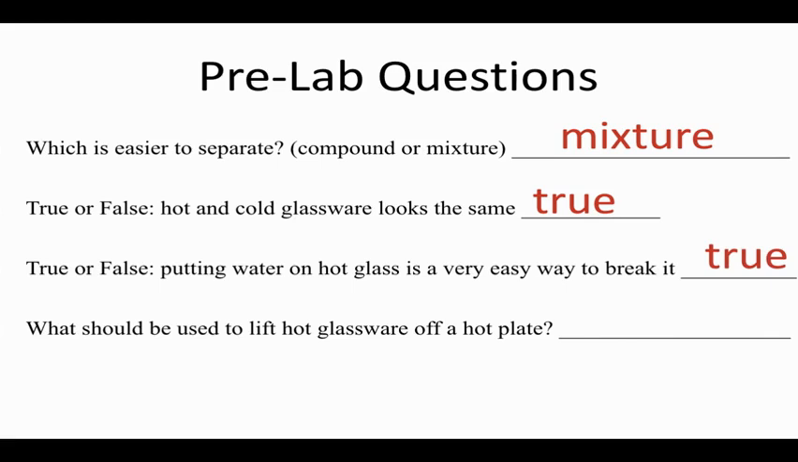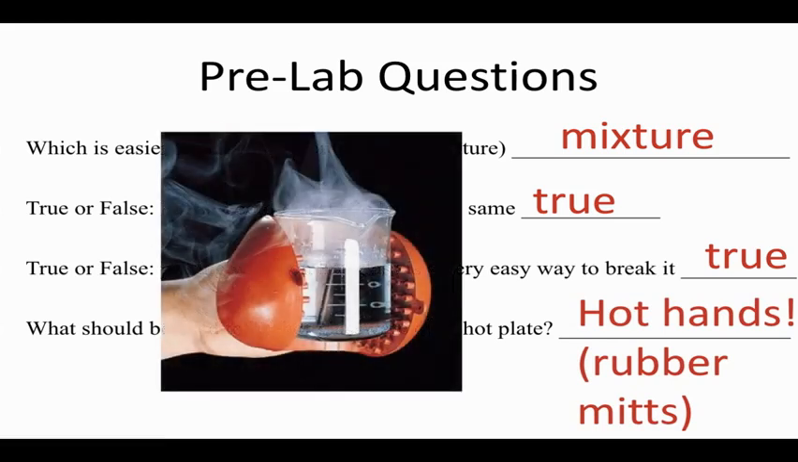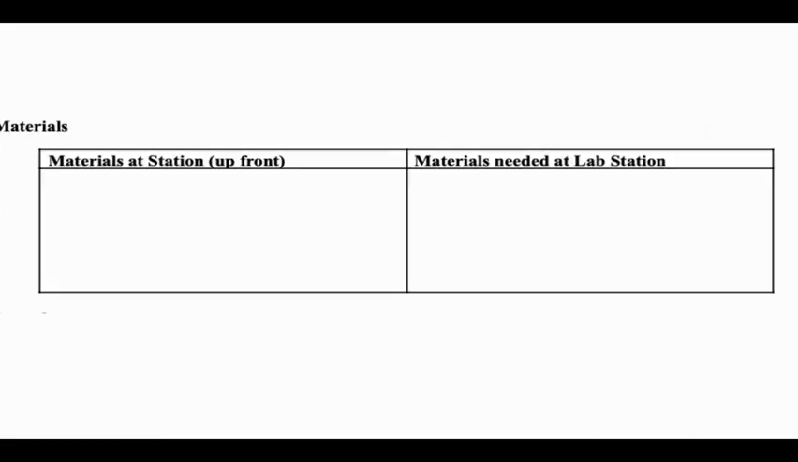Number 4, if we do need to touch hot glassware, what should we use to lift it off of a hot plate? We are going to be using hot hands, which are rubber mitts that look like this. These are made out of silicone, which is a great insulator and allows us to grab our hot glassware without burning ourselves.